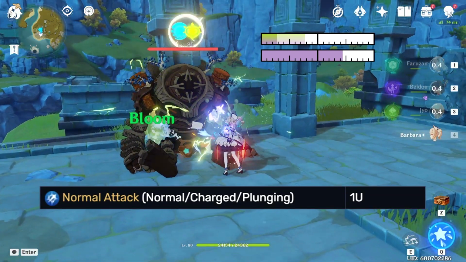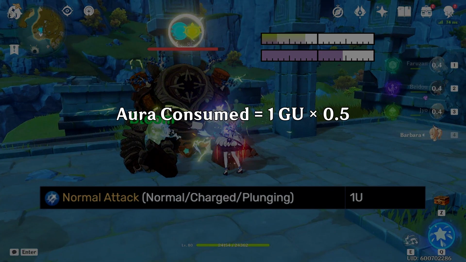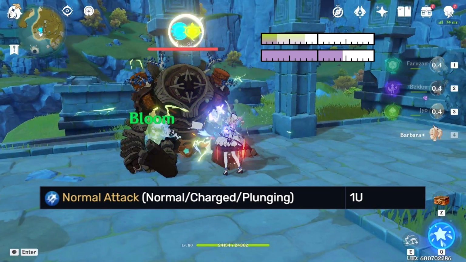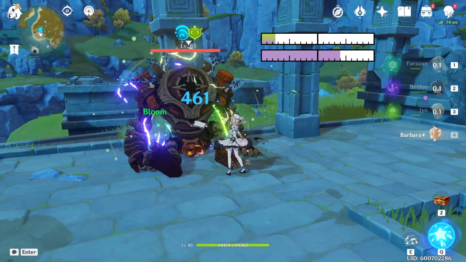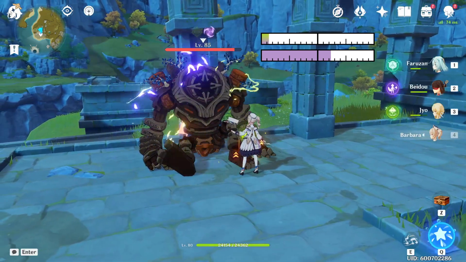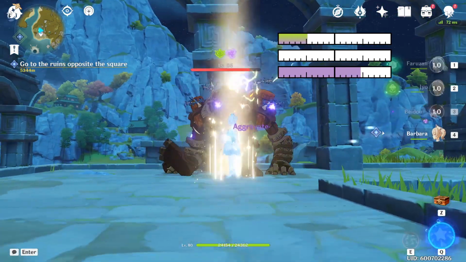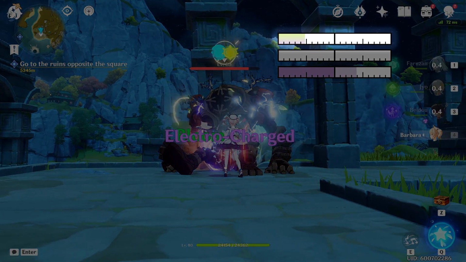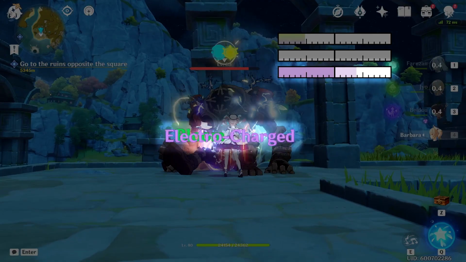We're using a 1U Hydro trigger, and it first reacts with our Quicken aura to trigger Bloom. A Hydro Bloom has a reaction cost factor of 0.5, so we consume 0.5 gauge units from the Quicken aura. The key here is that there is still some of the Quicken aura remaining after this reaction happens. The Hydro trigger didn't have enough gauge units to overflow into the Electro aura. If we compare this to our previous example, the Quicken aura is a bit lower when the Bloom is triggered. Critically, it's under 0.5 gauge units. This means our 1U Hydro trigger is more than enough to deplete the Quicken aura, and the rest of that Hydro trigger overflows into the Electro aura to trigger Electrocharged too.